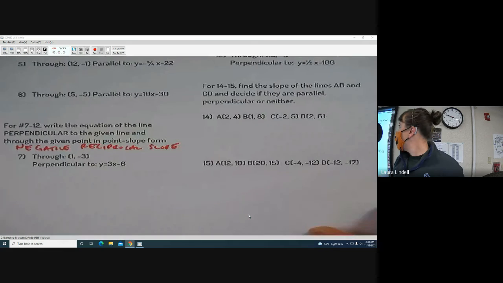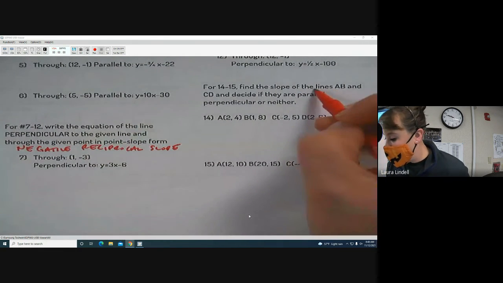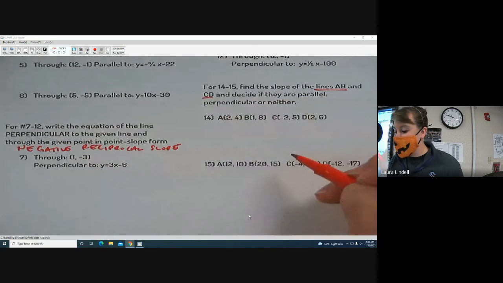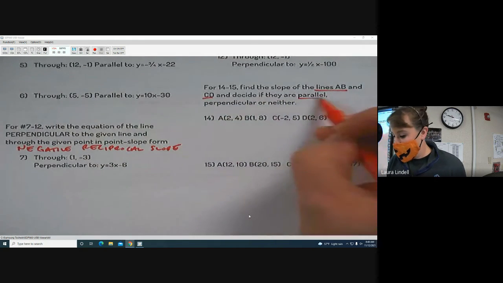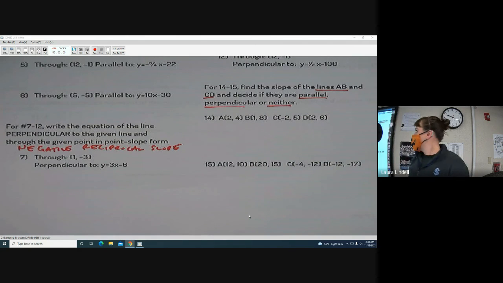And then on 14 and 15, this is a review from Wednesday. You find the slope of line AB, find the slope of line CD, and then decide if they are parallel, perpendicular, or neither. Okay. So you guys have some time in class right now to work on this, about 12 to 15 minutes or so. Go ahead and get started. If you have questions or want me to check any, I'm happy to do that. I'll be coming around. Otherwise, go ahead and get started.